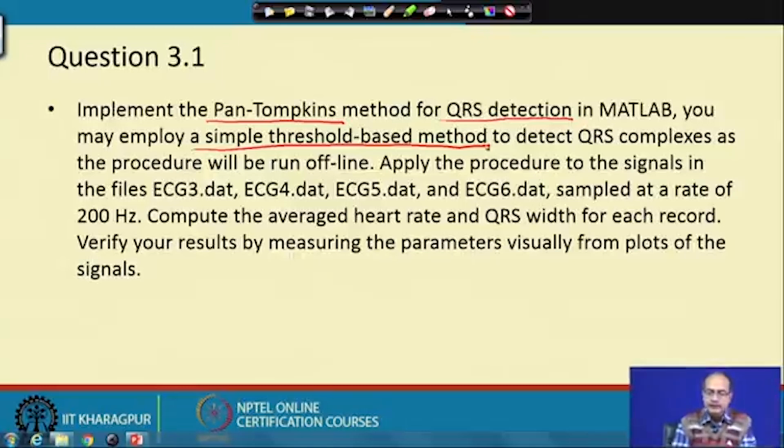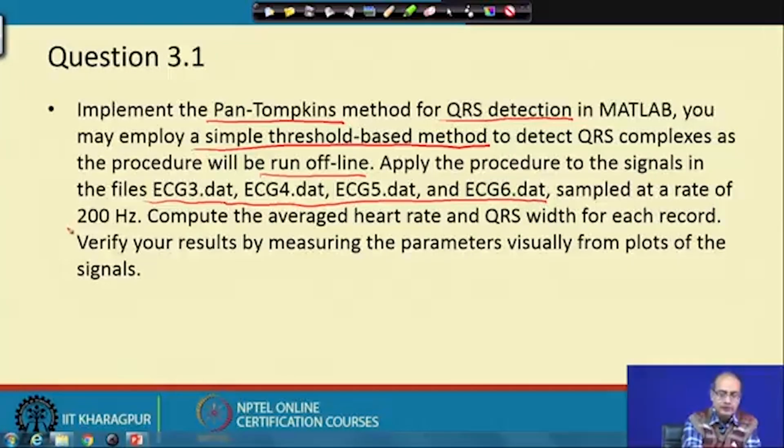It is an offline procedure, because we have collected the data and then we are running it. For that, multiple files are given: ECG 3, ECG 4, ECG 5 and ECG 6 dot dat, and each of them is sampled at a much lower frequency, 200 hertz. That means we can have the frequency content between 0 to 100 hertz.